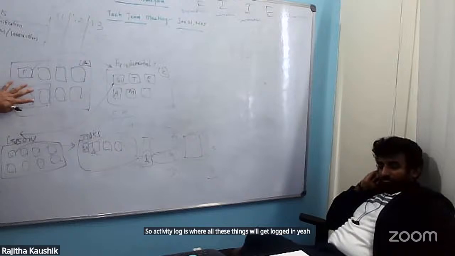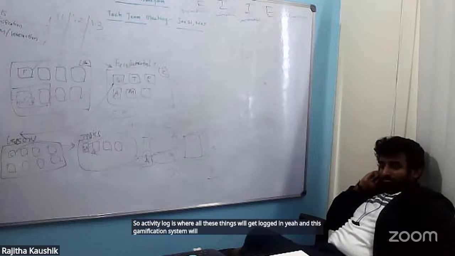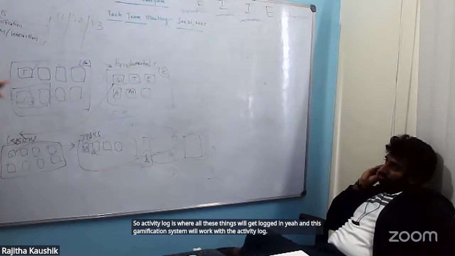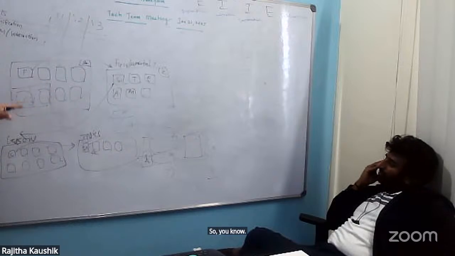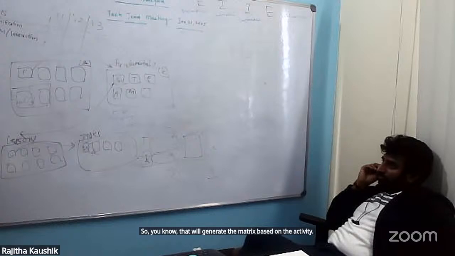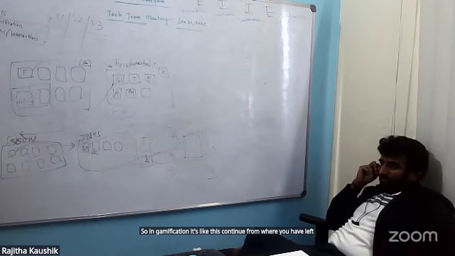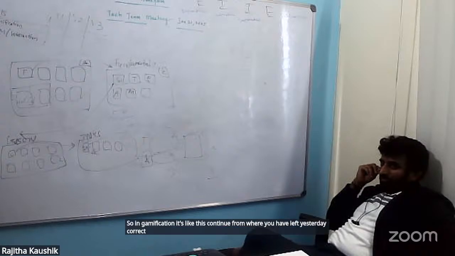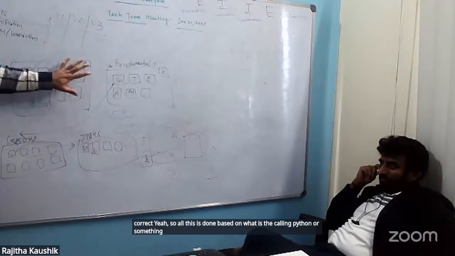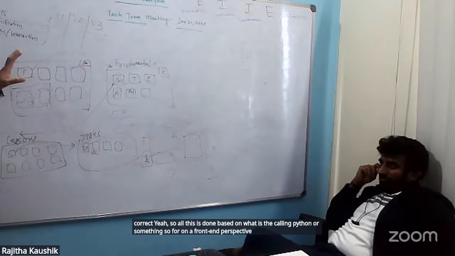And this gamification system will work with the activity log. So that will generate the matrix based on the activity log. Okay, so in gamification, it's like this, continue from where you left yesterday. Correct. So all this is done based on what is the coding, Python or something required? From a front end perspective, this is all React based. UI is entirely built on React.